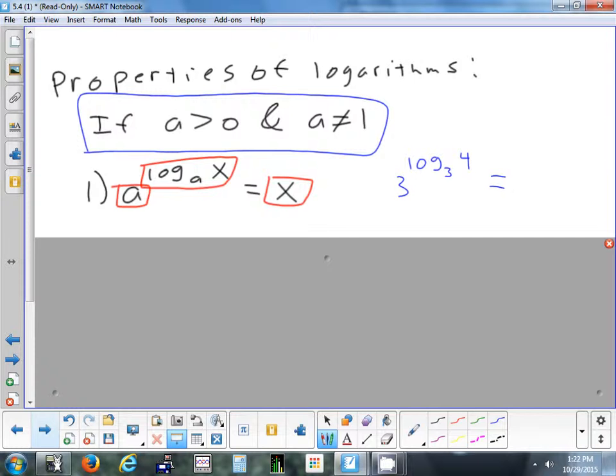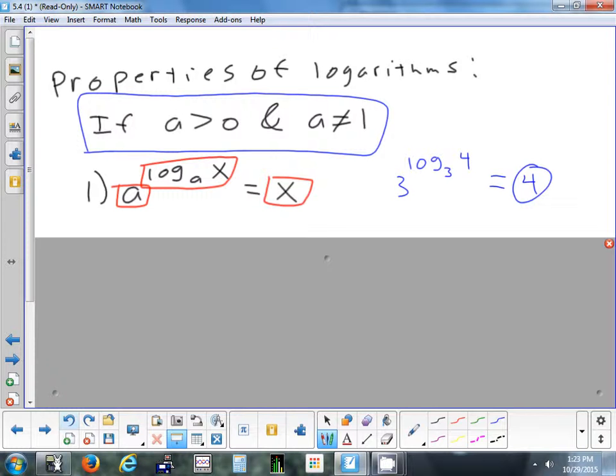If these two numbers match, the base on the log and this base here, they cancel each other out. All that you're left with is whatever's right there. That ends up being your answer. If we look at my problem, the base on the log and the base here match, so those cancel out, and what's left is my answer, 4. That's all you have to do. You're just recognizing a special pattern.